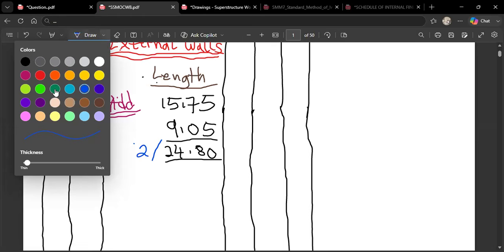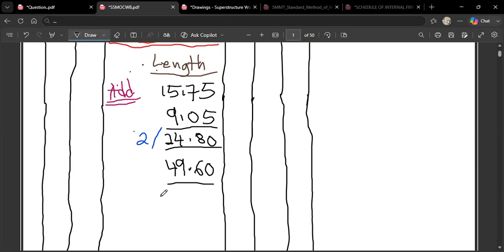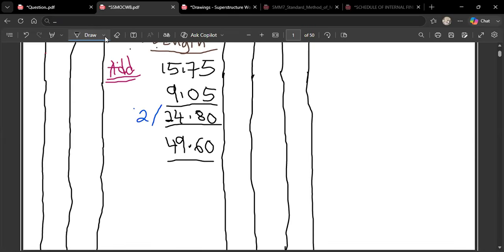Then from there, we are just going to less the corners. See, isn't that beautiful? This is going to give us 49.60. So you see, as beautiful as that. Then from here, what do we do? We are going to less the corners.